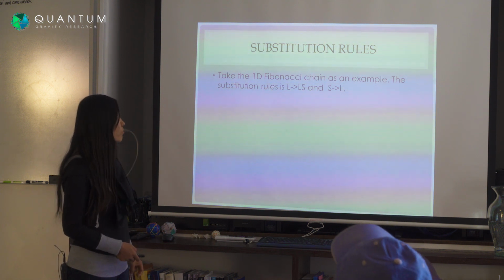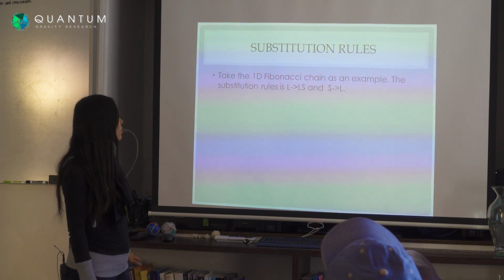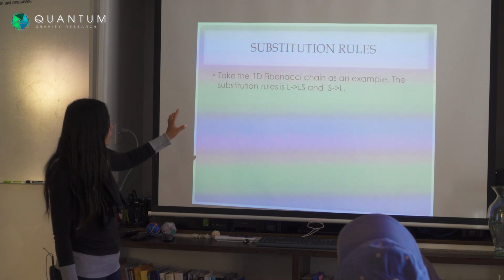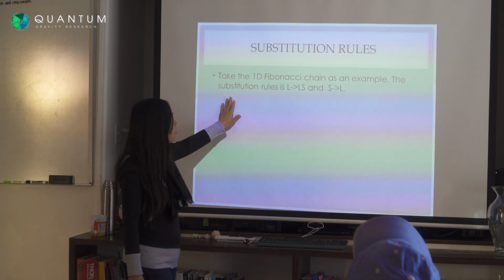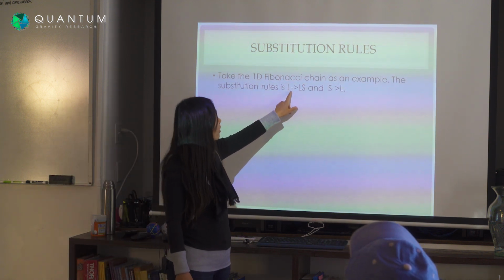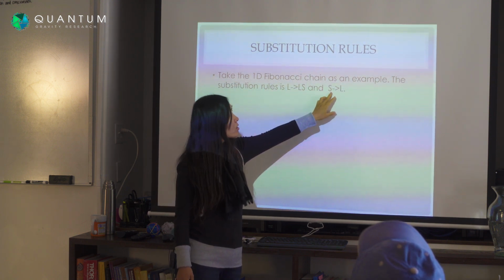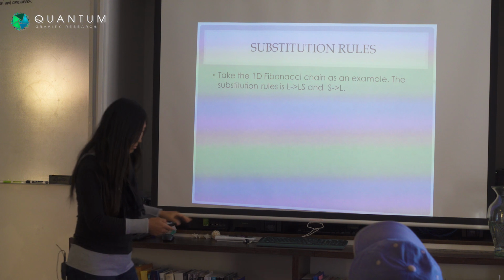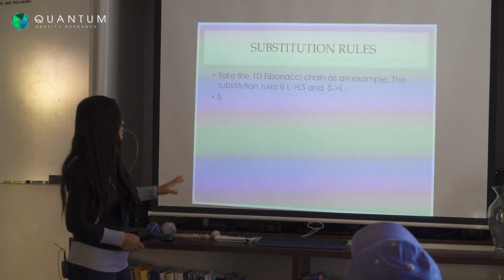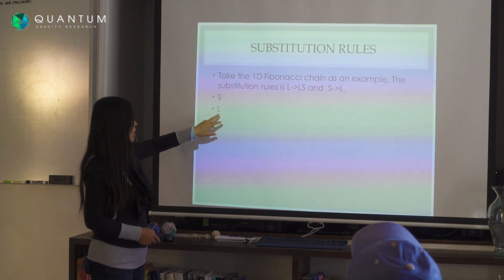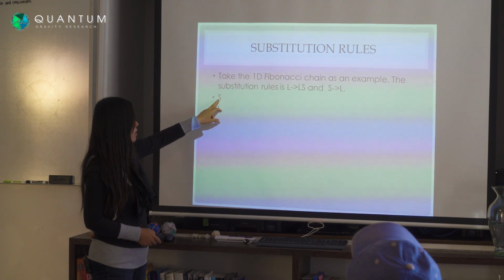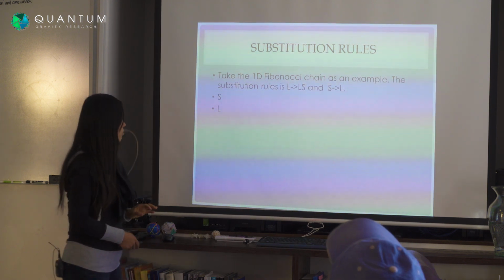Take the one-dimensional Fibonacci chain as an example. The substitution rule for the one-dimensional Fibonacci chain is: if you have an L, you replace it with an LS, and if you have an S, you replace it with L. It does not matter if you start with an S or L, because if you start with an S, it will change to an L. So, it does not matter where you start.